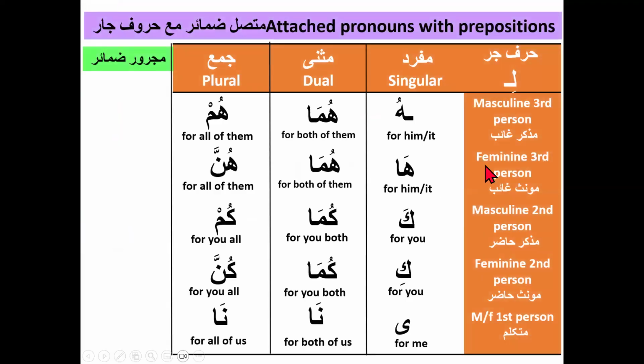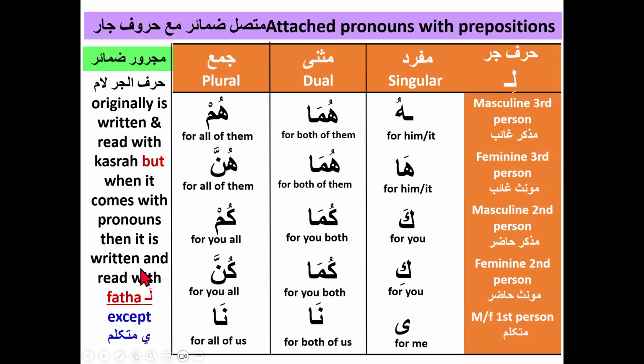Now we will cover the lam harfu jar with all these pronouns. As I already explained in the last lecture, lamu jar comes with kasra. Harfu jar lam is originally written and read with kasra. But when it comes with pronouns, then it is written and read with fatha, except ya mutakallim. So this lam will become fatha because we can read it easily.